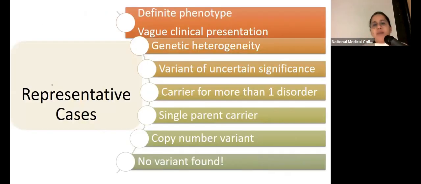The representative cases that I want to discuss are of various types: those with a definite phenotype, genetic heterogeneity, a case of VUS, carrier for more than one disorder, single parent carrier, copy number variant, and a few cases where no variant was found.